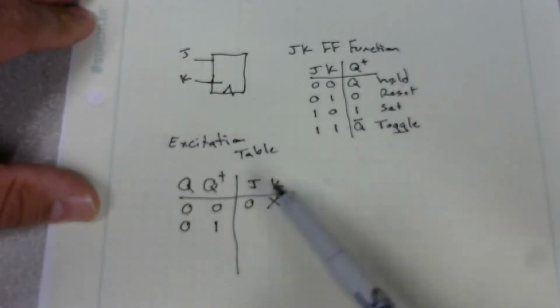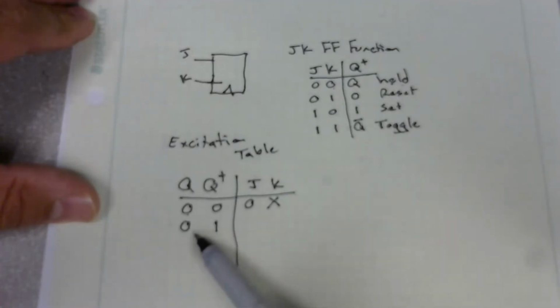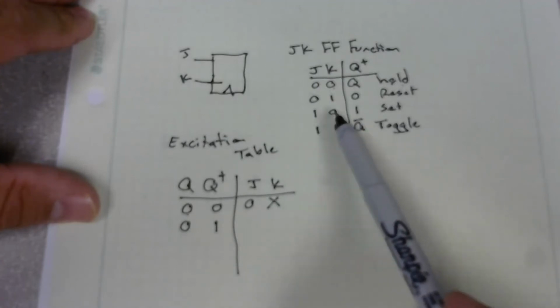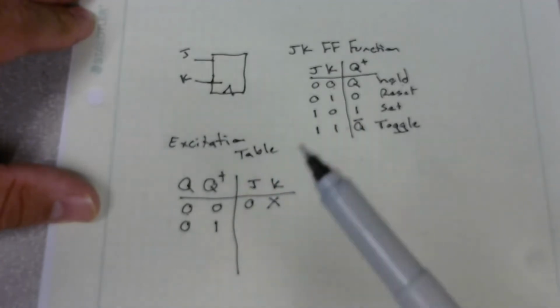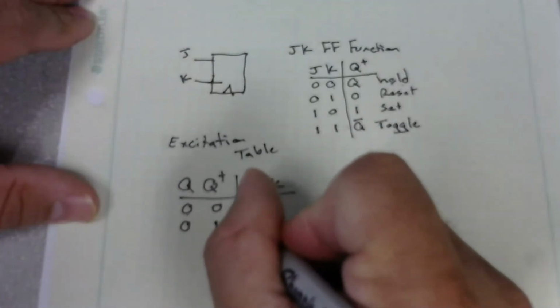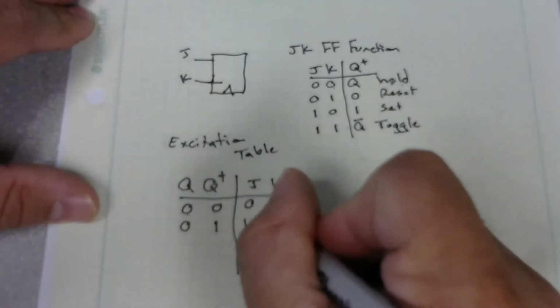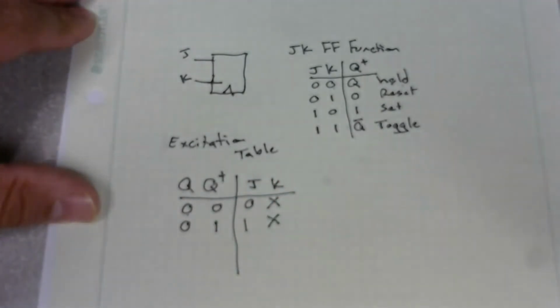We can either set it, so 1, 0, or we could toggle, because we were at a 0, now we want a 1, so we could toggle that. So we could go 1, 0, or 1, 1. In other words, as long as J is a 1, we don't care what the K is.